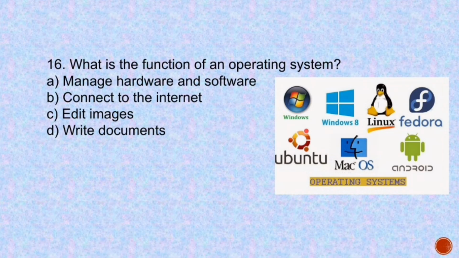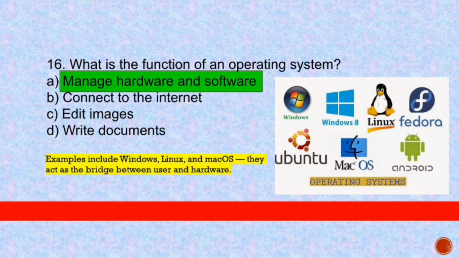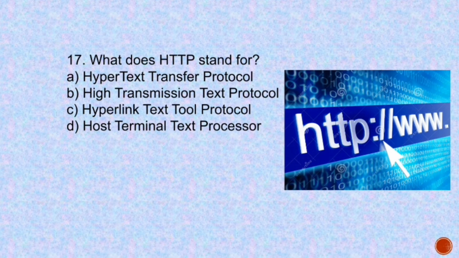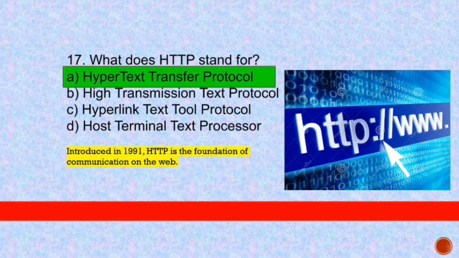Question number 16 is what is the function of an operating system? So the correct answer is manage hardware and software. Examples include Windows, Linux and Mac OS. They act as the bridge between user and hardware. Question number 17 is what does HTTP stand for? The correct answer is Hypertext Transfer Protocol. Introduced in 1991, HTTP is the foundation of communication on the web.